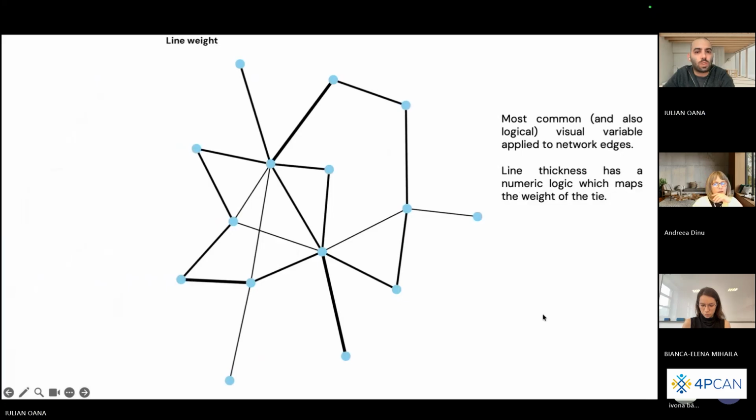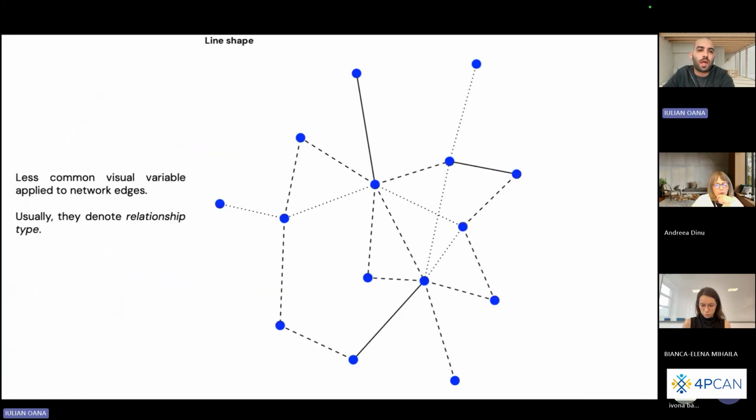Going forward, line shape. This is less common, and usually they denote relationship type. So I said earlier, we can have continuous lines, these dashed lines, or this third example of a dotted line.